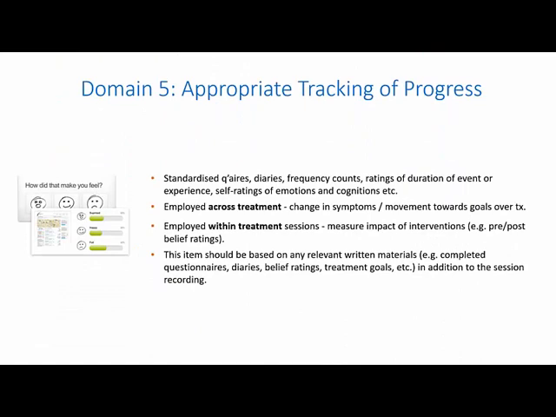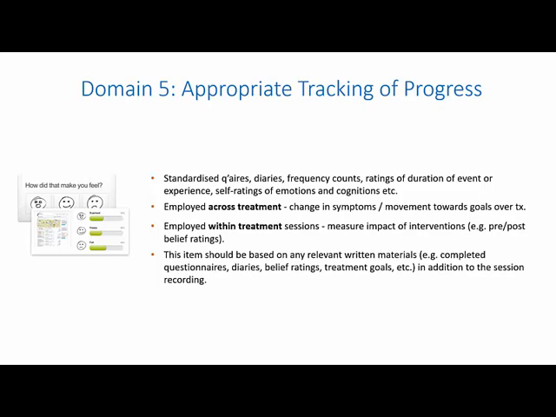Let's move on to think about domain 5. This domain assesses appropriate tracking of progress. Lots of different methods can usefully be employed to assess change and progress. Things like standardised questionnaires, the Beck Anxiety Inventory, the Beck Depression Inventory, for example, or more informal idiosyncratic measures, things like diaries, frequency counts, ratings of duration of an event or an experience, self-ratings of emotions or cognitions, that kind of thing.